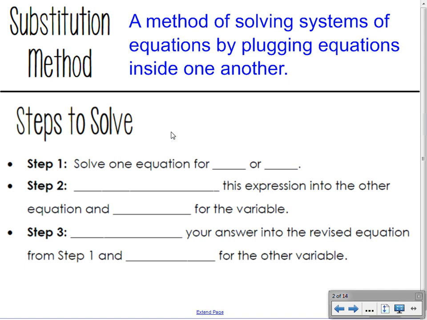So we have some steps to solve here. Before we can actually do our substitution step, we have to solve one of our equations for either x or y. Once we know what that variable is equal to, we're going to substitute what it's equivalent to into the other equation and solve for the remaining variable. Now, once we solve for our first variable, we're going to plug or substitute what it's equal to back into one of our original equations and then solve for the variable that's left. All right, so let's look at an example and we can talk about what these steps mean.